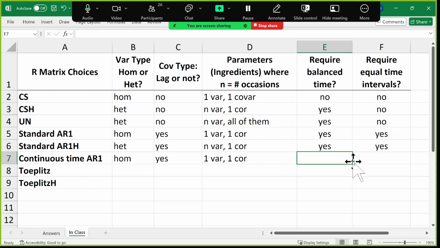I would say no-ish under these ones, and the same thing here. So it's operating as if it's AR1, but it is trying to fill in the gaps as to how continuous time would need to be adjusted. So I'm going to say yes-ish. Actually, no. I'm going to say no. I'm going to stick with my first answer. It does not require balanced time.